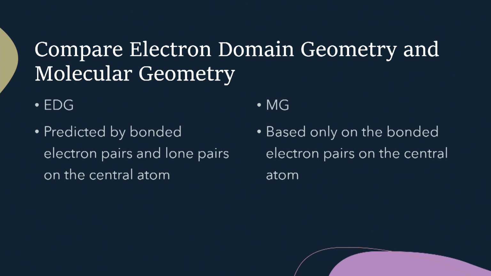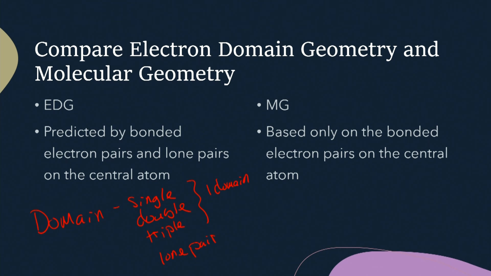So the word domain can either be a single bond, a double bond, or a triple bond. Each one of these will be the equivalent of one domain. And then a lone pair, which is found on our central atom, that's an example of one domain.